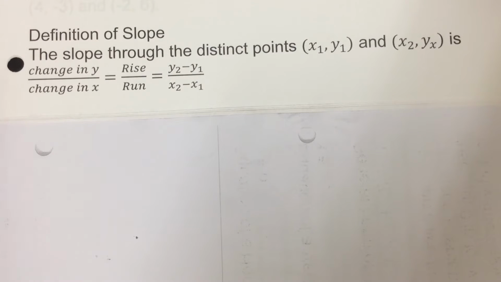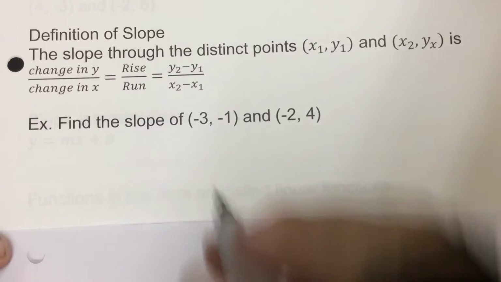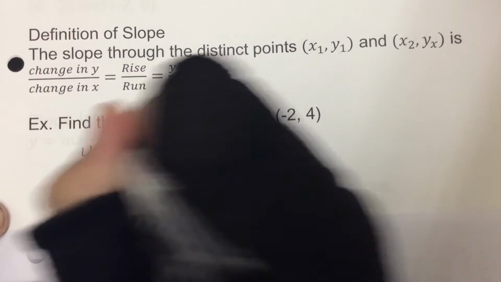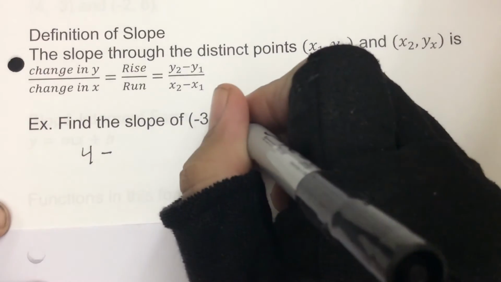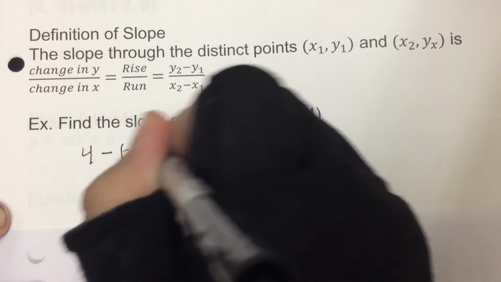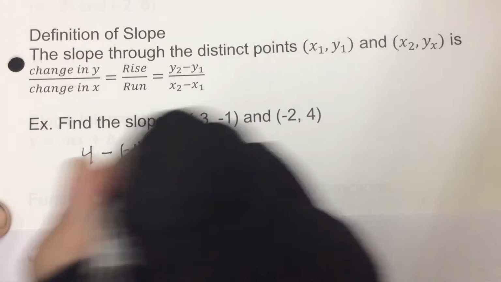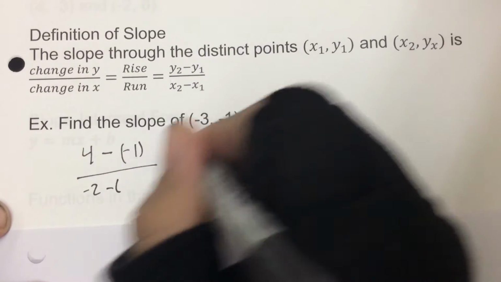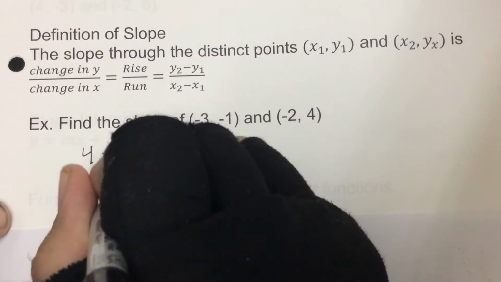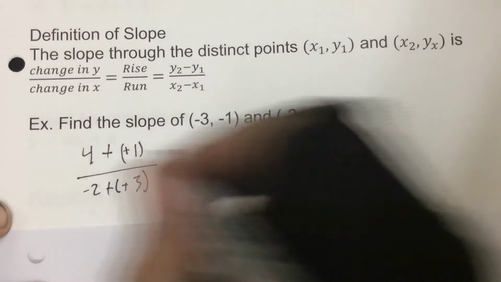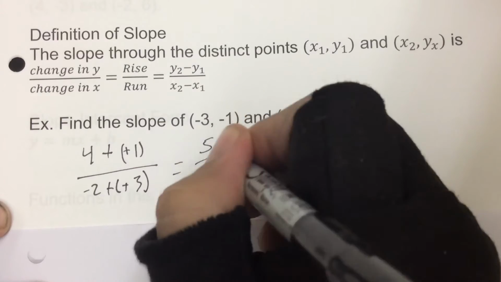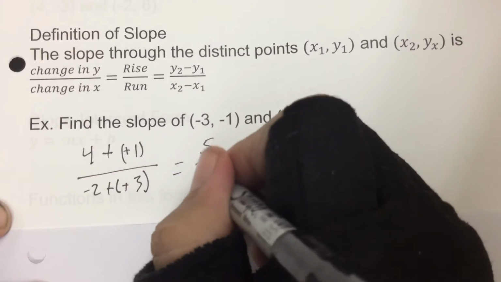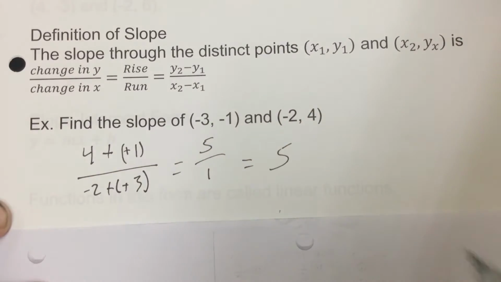So if we find this one's slope, we would do 4 minus, so the 4y here and the negative 1y, minus 1, over negative 2 minus our negative 3. Negatives become positive. 4 plus 1 equals 5 on top. Negative 2 and positive 3 is a positive 1. So our slope ends up being 5.